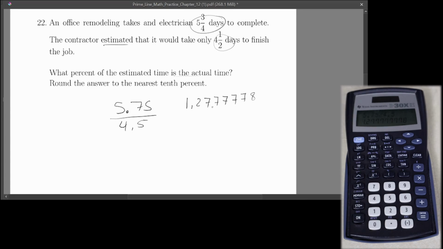If we go to the nearest tenth percent, so we're going to basically round to this decimal place here. So 1.2778. And if we write this as a percent, we're going to move it over 2 spots. 127.78%. Oh, nearest tenth, so 127.8%. We'll round up to that value. And that gets us through. That is the end of chapter 12.